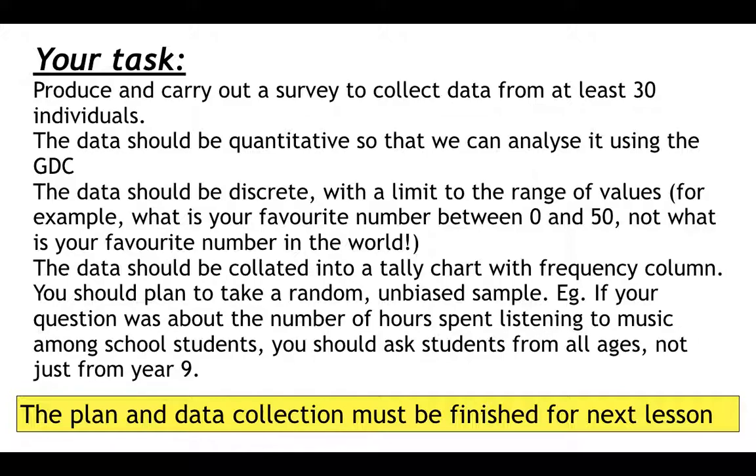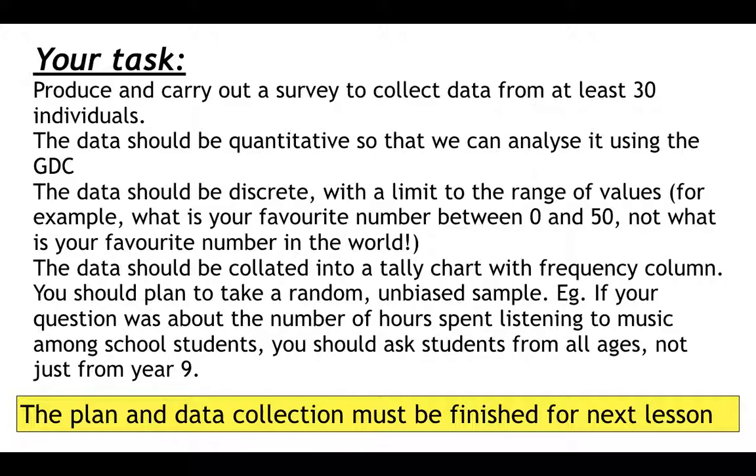You should also limit your range of values. So you wouldn't ask people, what is your favourite number in the world? Because everyone could give you a different number. And then you're just going to end up with a frequency table with loads of different values and then frequencies of 1, 1, 1, 1, 1, 1, 1, because no one has picked the same number. So give them a limit. What is your favourite number between 0 and 50? Okay.